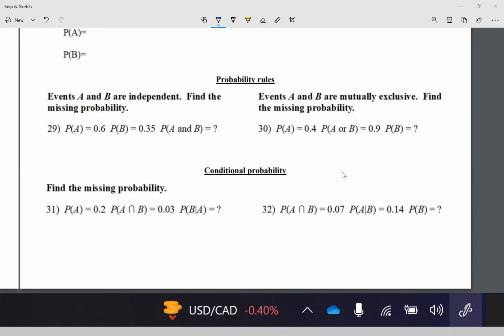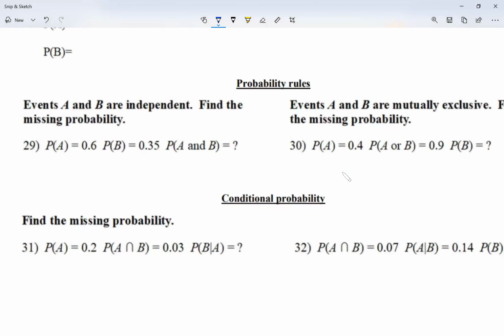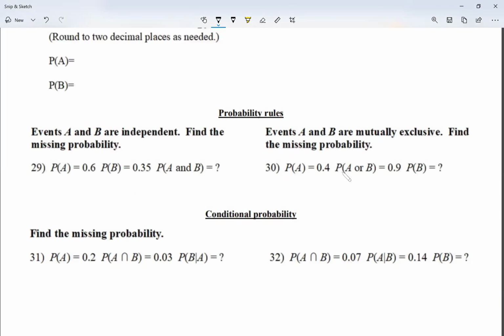For probability rules, there's a couple things I want us to study. Sometimes we're going to use the probability of A and B. So, keyword: and. It's very, very important. When I have the probability of A and B, it's going to be the probability that A happens times the probability that B happens.